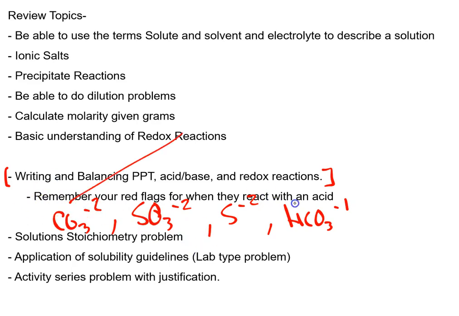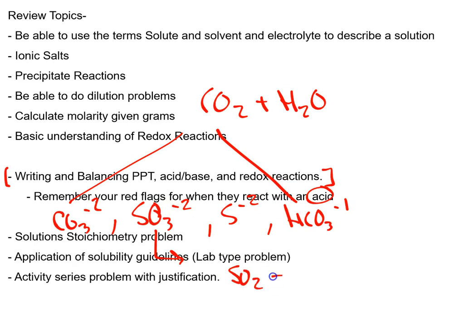Remember that these two here create CO2 and water, but this is only when they react with an acid. SO3, when it reacts, it makes SO2 and water, right? And this is a gas right here. And then sulfide, when it reacts with an acid, it makes H2S, which looks like a different acid, but remember that is a gas, hydrogen sulfide gas. So there's at least one on here, and I'm pretty sure there is only one, but just try to remember.